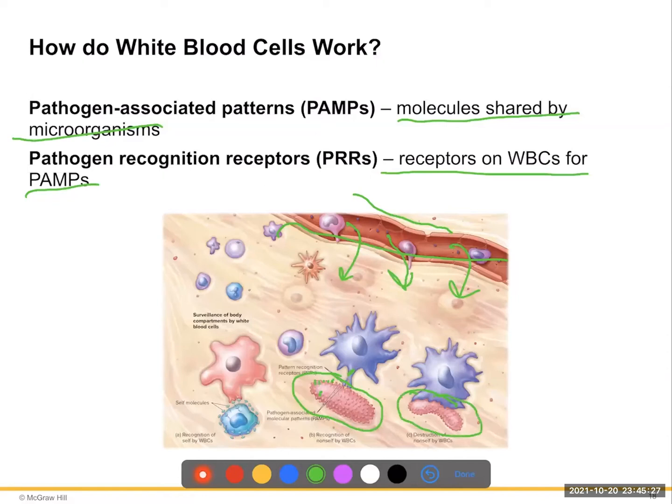Now these pathogen recognition receptors, when they find a normal cell, like right here, the receptors find that and it's determined as normal. It does not destroy it. It determines it as part of the regular normal cells of the body. So the pathogen recognition receptors are on the white blood cell, and they bind to either self molecules, which is normal cells, and you don't destroy it, or they bind to these pathogen-associated patterns, which are on the pathogen, which is on the bacteria. Then it recognizes that as foreign or non-self, and then it destroys it.